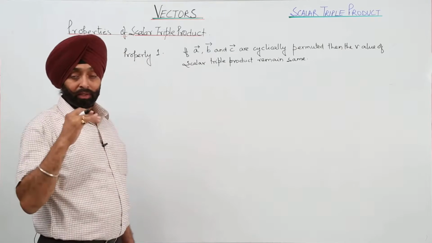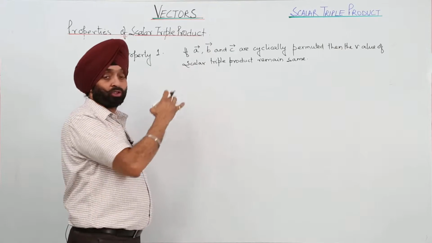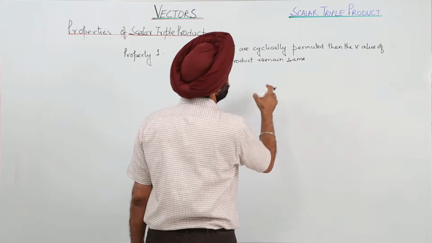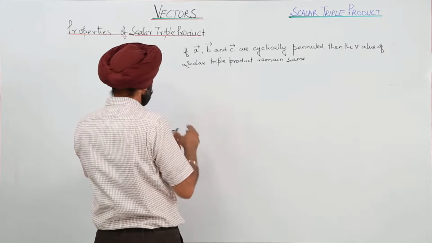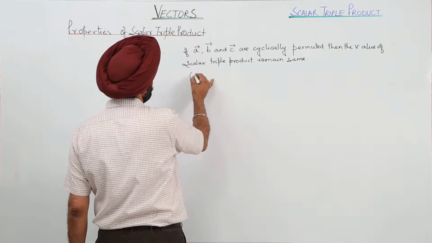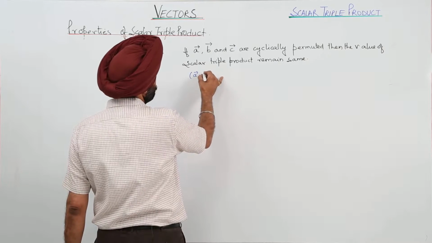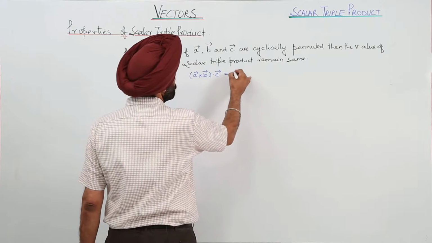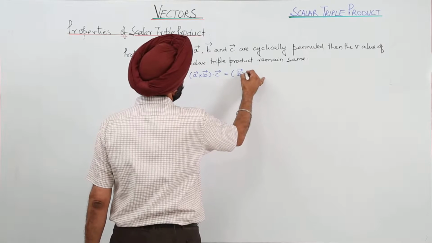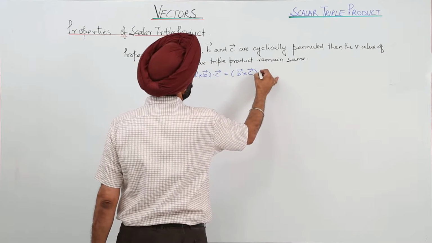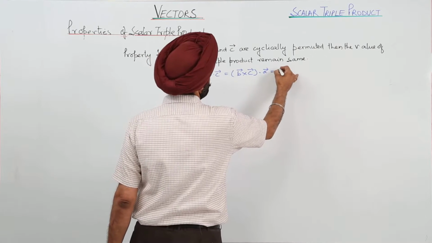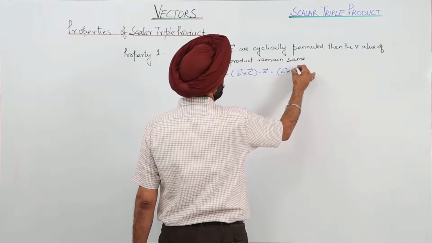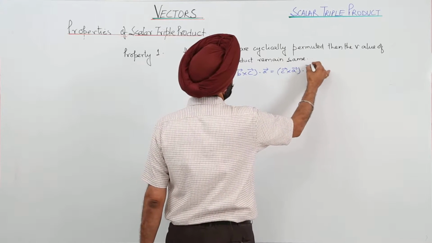Now, what this means is that the order of the vectors should not be changed. A, B, C should be in the cyclic order only. Okay. So, scalar triple product remains same. Now, vector A cross vector B with dot product of vector C will be equal to vector B cross vector C with dot product of vector A, and this will be equal to vector C cross vector A with dot product of vector B.